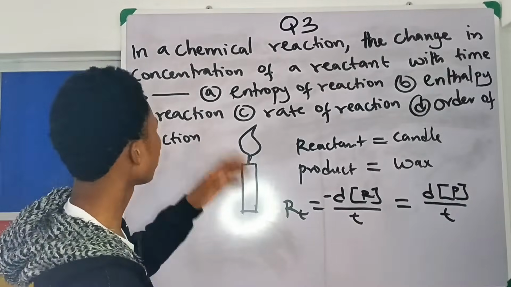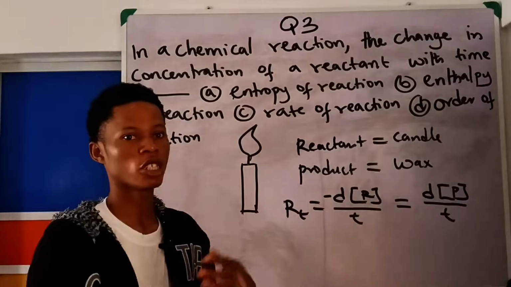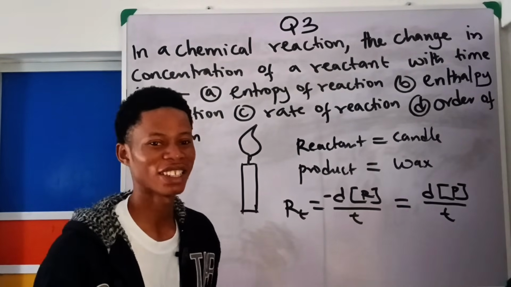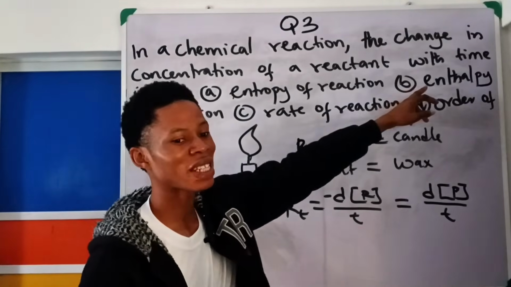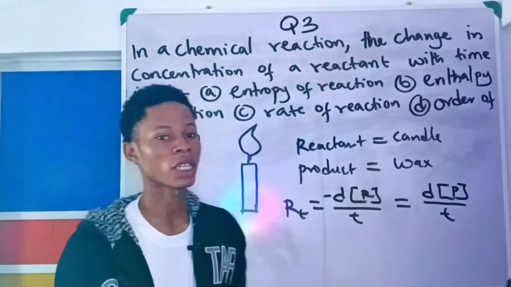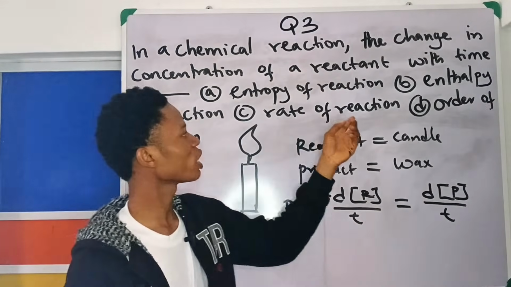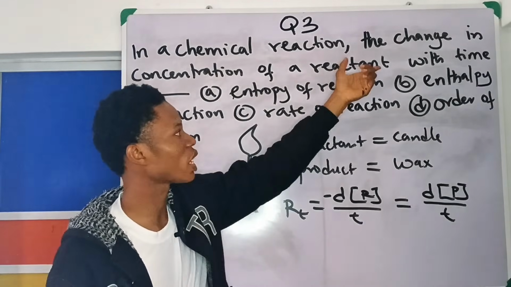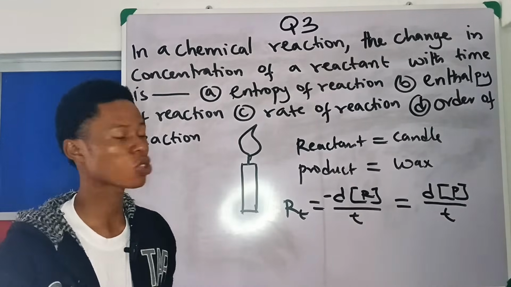All right, now if you look at this, A says entropy of reaction. Entropy means the level of disorderliness, the level of randomness, the level of chaos, so to say, in a system. That's the entropy. Now enthalpy is the heat content of a system, while the rate of reaction is the change in concentration of reactants with time, just like I've explained. Why order of reaction is not. All right, so the answer to this question is what?